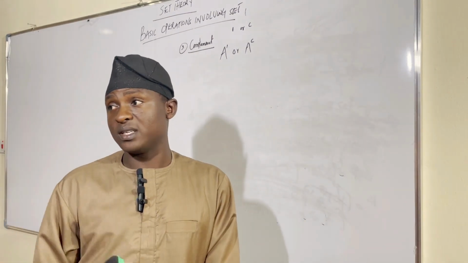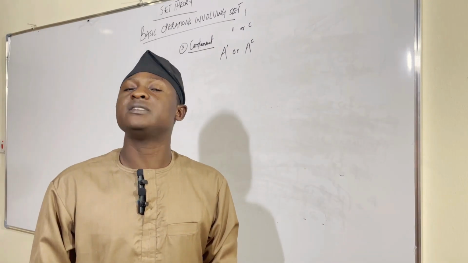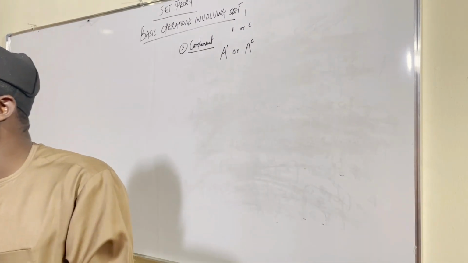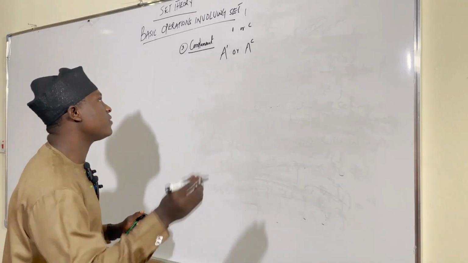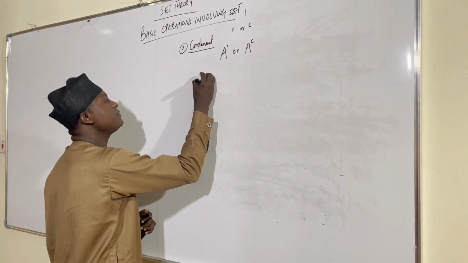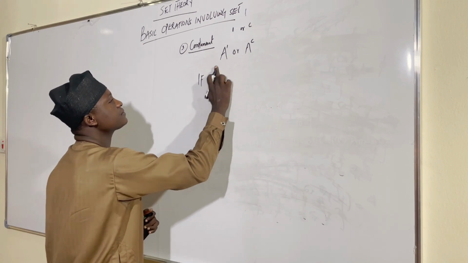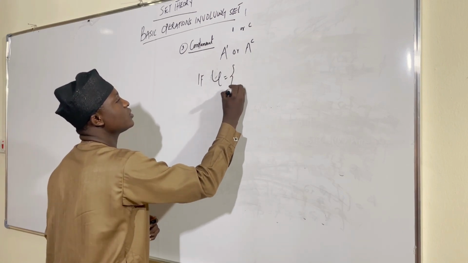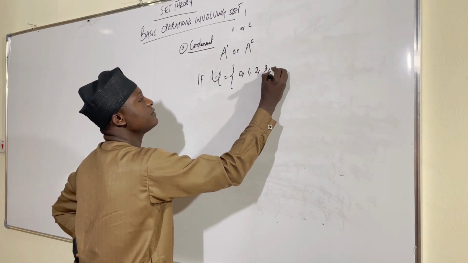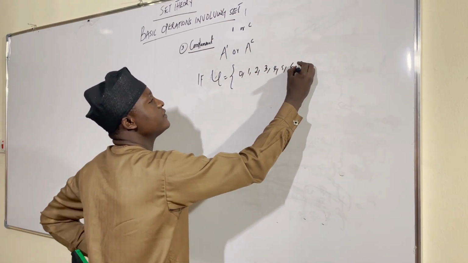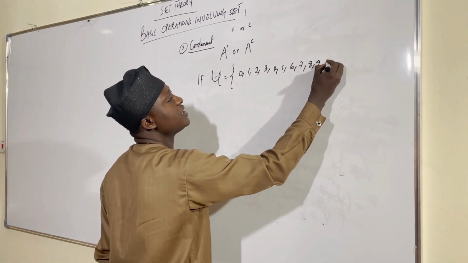When we are talking about universal set, it means the parent of all sets, right? So what we have in the universal set, but not in that particular set, is what we call complement. Let's give an example of that. For example, let's say the universal set is equal to 0, 1, 2, 3, 4, 5, 6, 7, 8, 9, and 10.